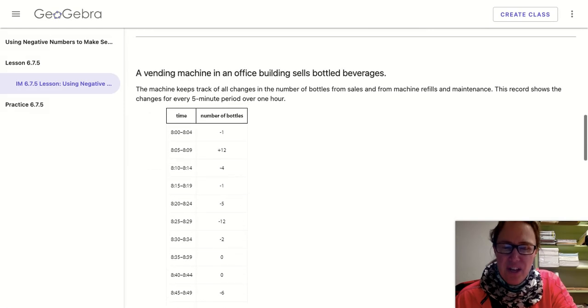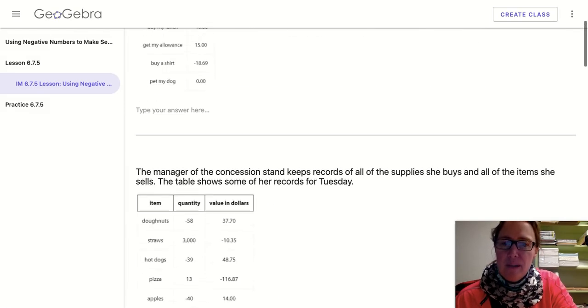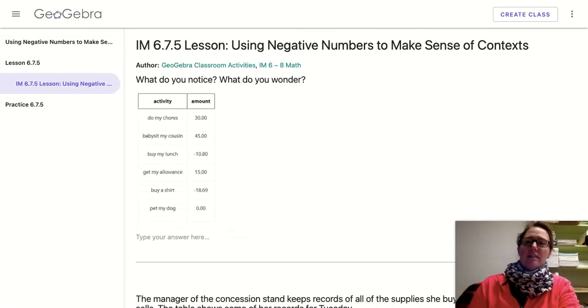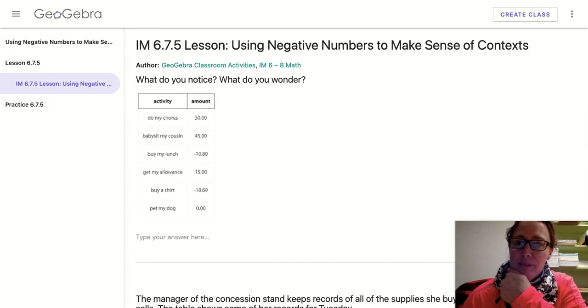Okay, so those are some examples of using positive and negative numbers in real life. Hopefully, you'll be able to come up with some on your own in the next assignment.